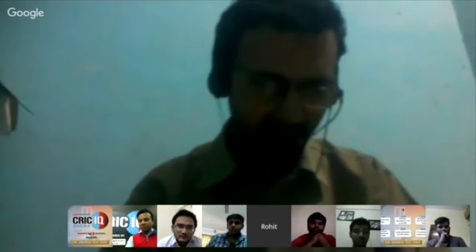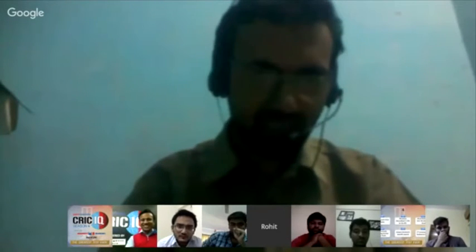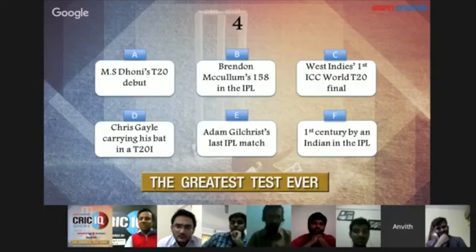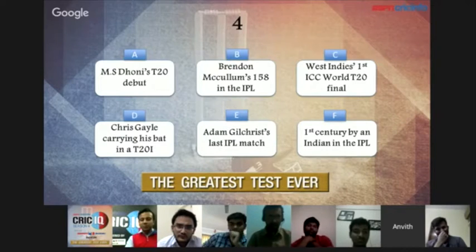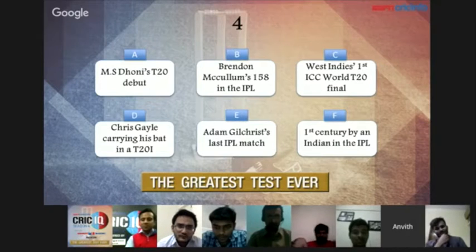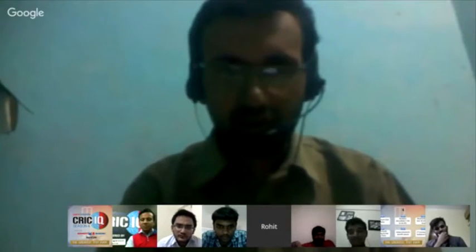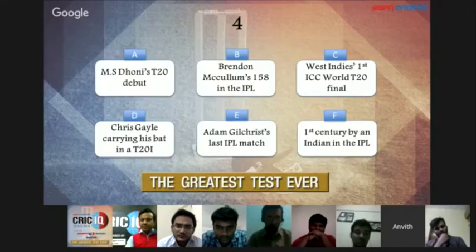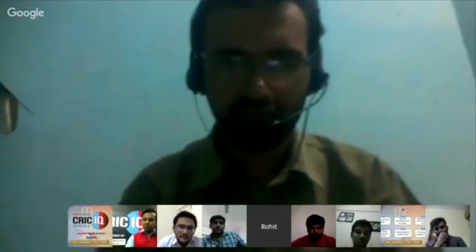First is MS Dhoni's T20 debut. Second is... you can't change your answer, Rohit. You've got to give me the next two in the sequence. They're given A, B, D, C. You need to give me the last two in the sequence. First century by an Indian in the IPL, and Adam Gilchrist's last IPL match.